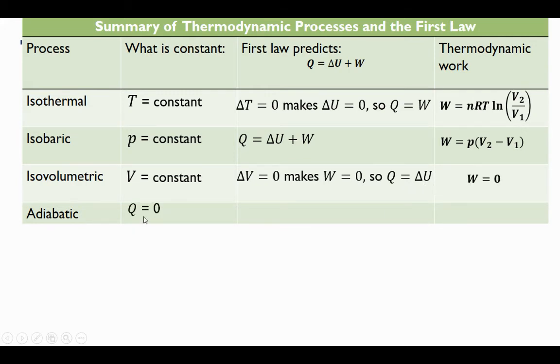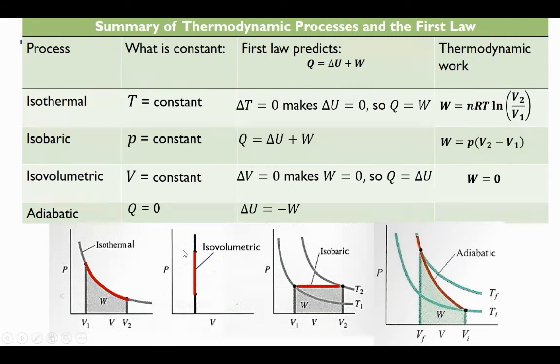The last one is the adiabatic process. Q is equal to 0. No heat is transferred into or out of the system. Since Q equals 0, the first law predicts that delta U is equal to negative W. So these are all four types of graph for the isothermal, isovolumetric, isobaric, and adiabatic processes.